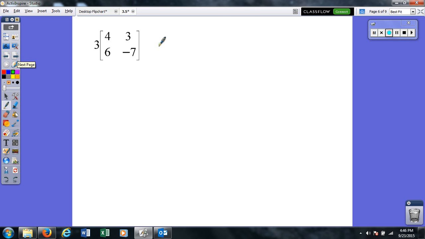So we look at this. Basically what we do for this is essentially just the distributive property. But we've got 4 things to distribute that 3 to. We just take that matrix and multiply everything in it by 3. So 3 times 4 is 12, 3 times 3 is 9, 3 times 6 is 18, 3 times -7 is -21. And that's it for scalars. Just multiply everything in the matrix by the scalar out front.